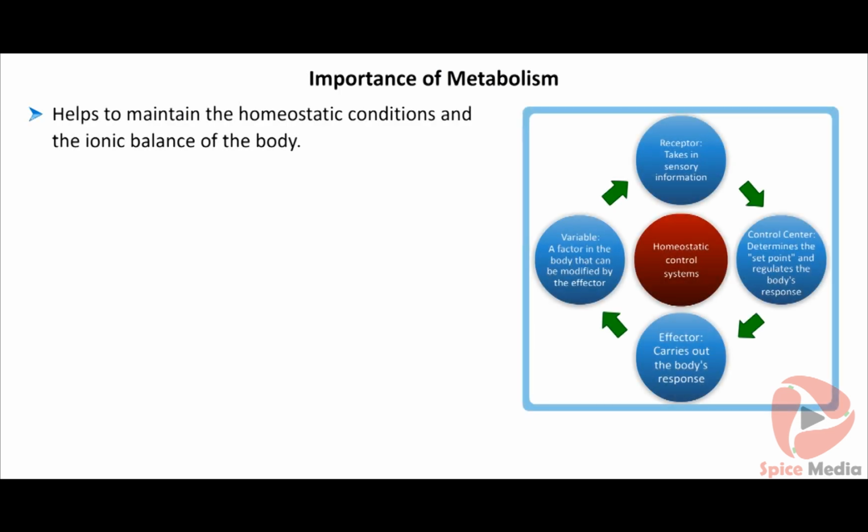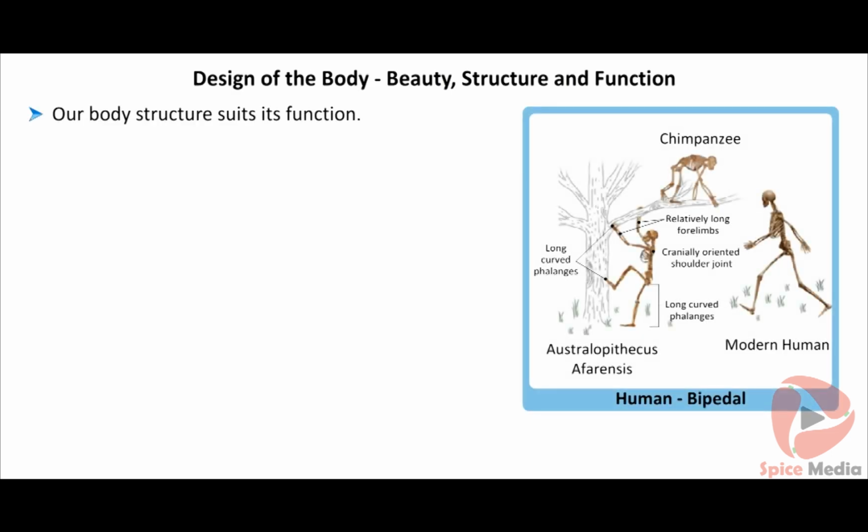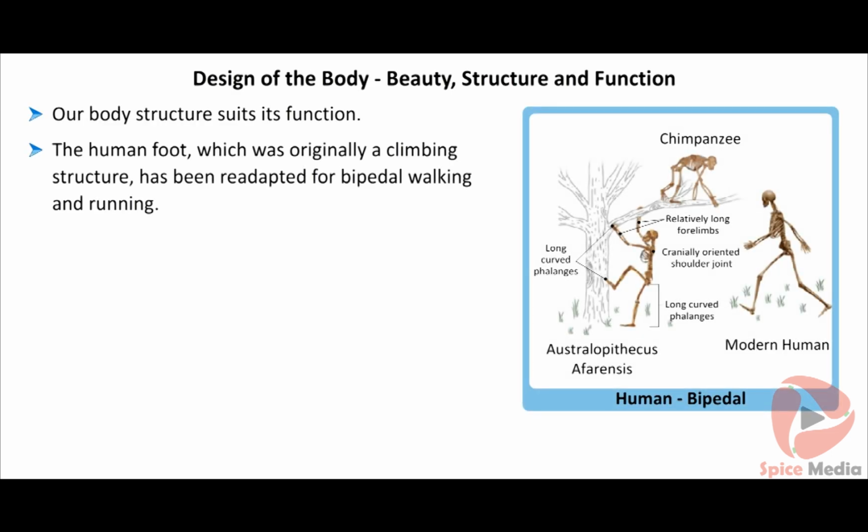The metabolic process helps to maintain the homeostatic conditions and the ionic balance of the body. It is responsible for movement, growth, development, maintenance, and repair of the cells and tissues in the living organism. Our body structure suits its function. The human foot, which was originally a climbing structure, has been readapted for bipedal walking and running.